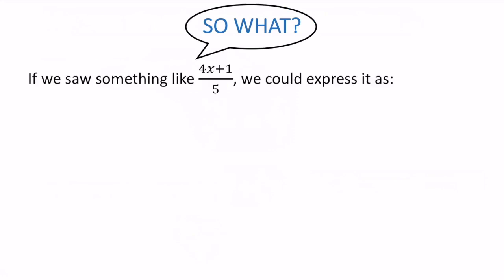So what, you might say. If we saw something like 4x plus 1 over 5, well, we could express it as exactly what we just saw, 4x over 5 plus 1 over 5. Because remember, that's just doing almost the reverse of what we did. If we were to add these two fractions back together, we'd get the numerators added together. That's 4x plus 1 over 5.